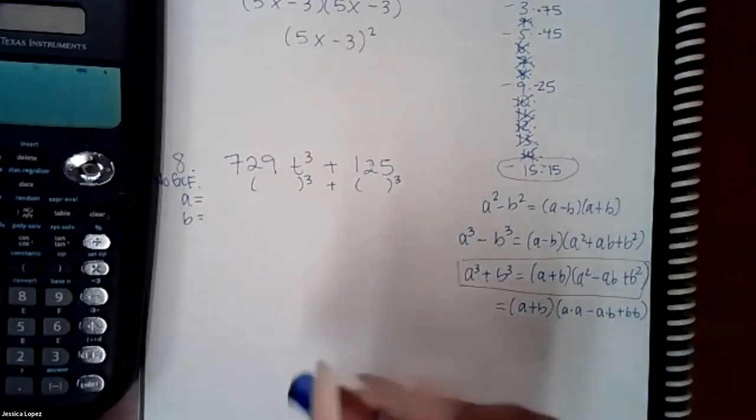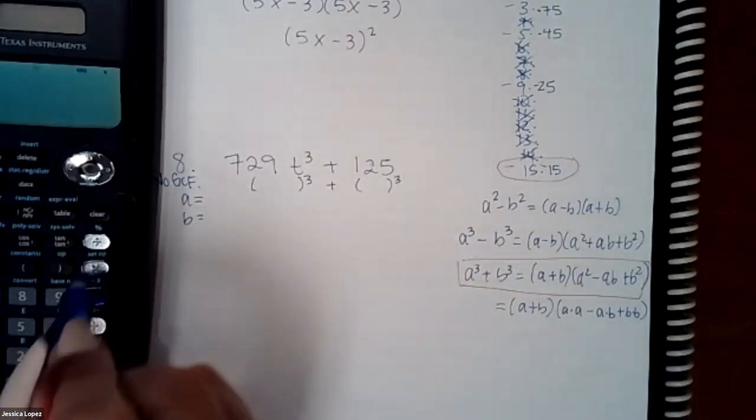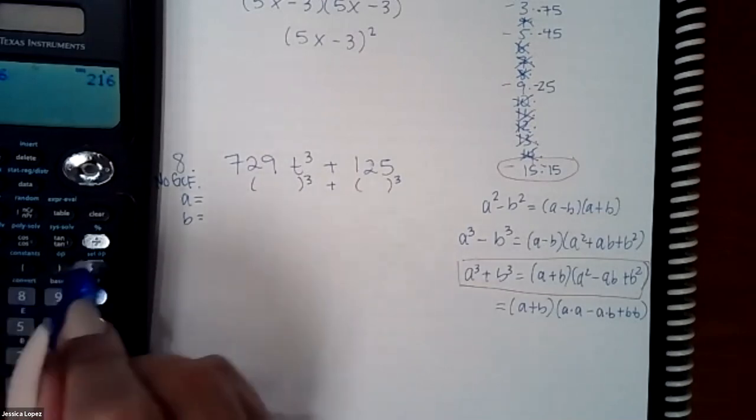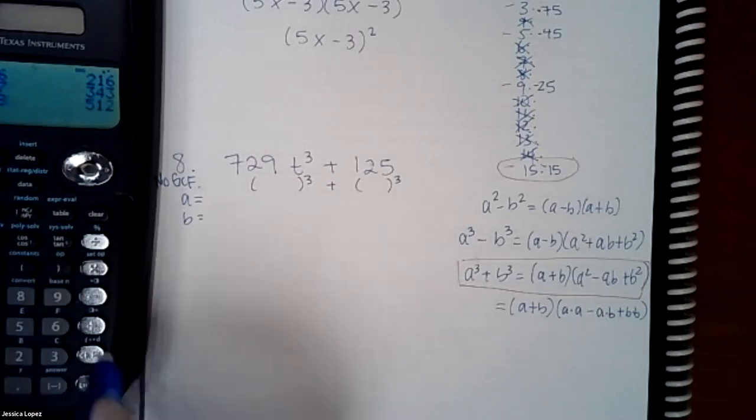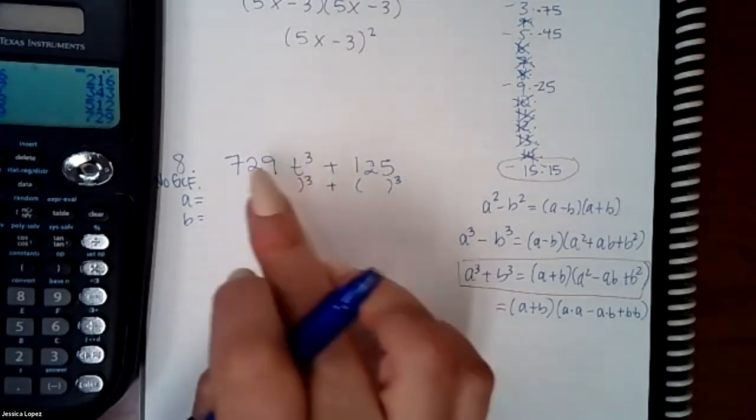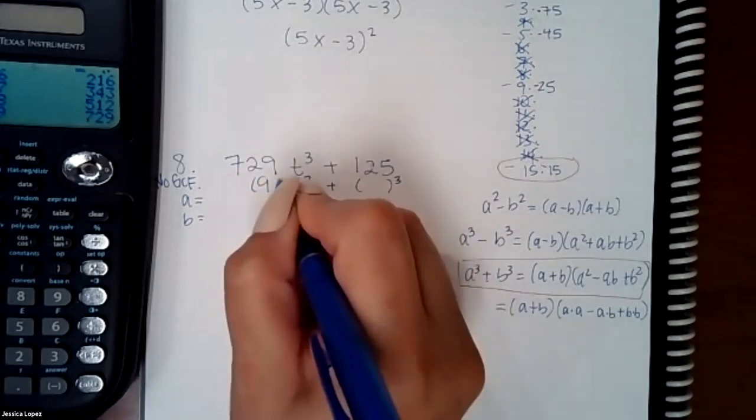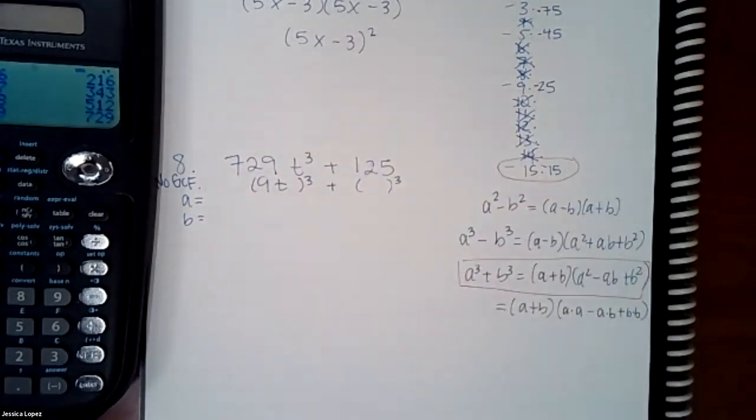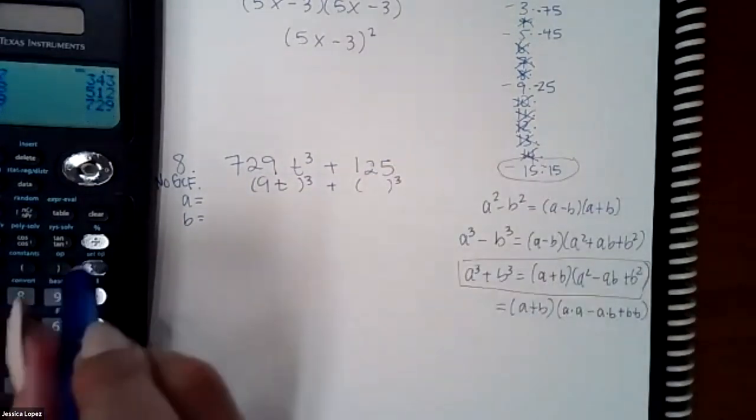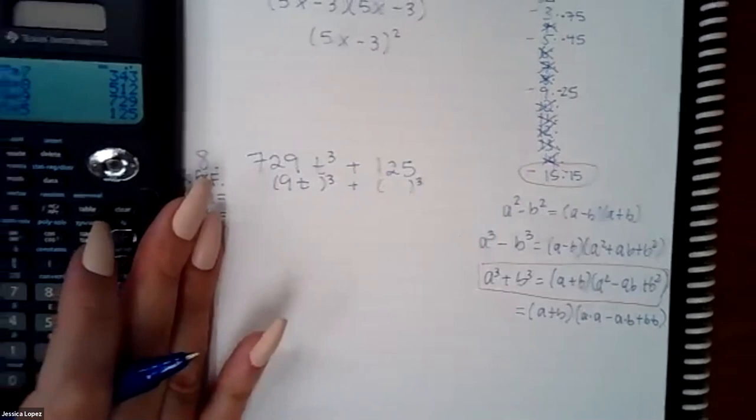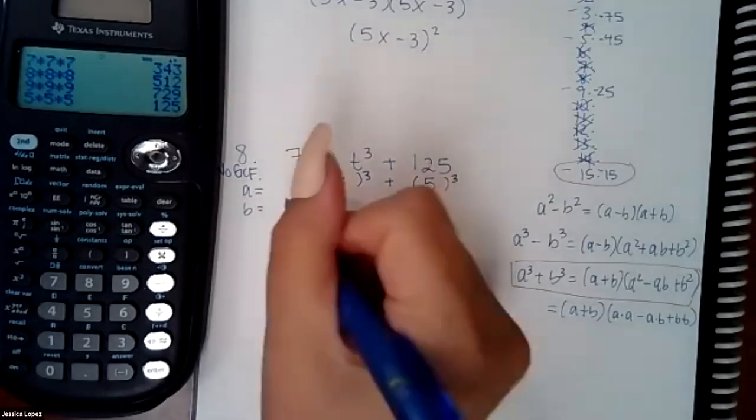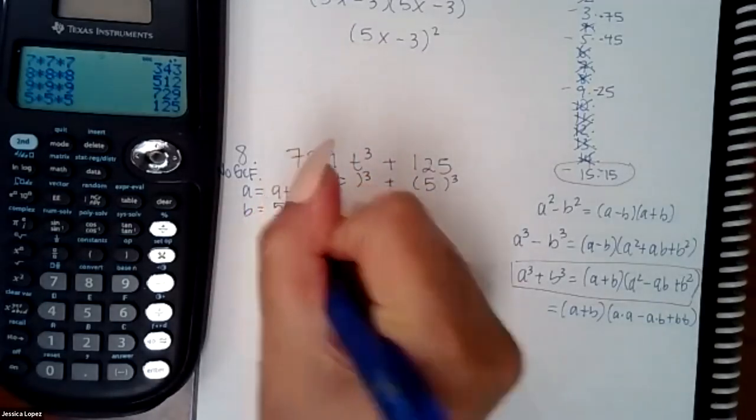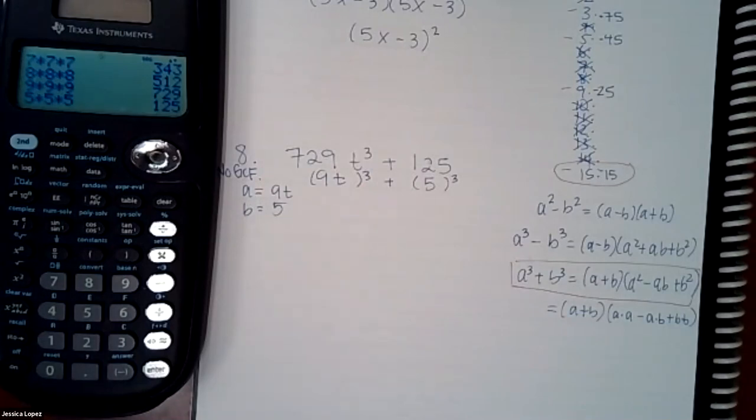Okay, so let's see. 729. Let me see. 6 times 6 times 6. No. 7 times 7 times 7. 8 times 8 times 8. 9 times 9 times 9. Ah, there it is. It's 9. So 9 cubed will give me the 729. And t cubed would, of course, give me t cubed. Here, I'm pretty sure that's 5, but let me double check. Yes. So 5 times 5 times 5 is 125. So that means that my a is 9t and my b is 5, because that's what's inside those parentheses.